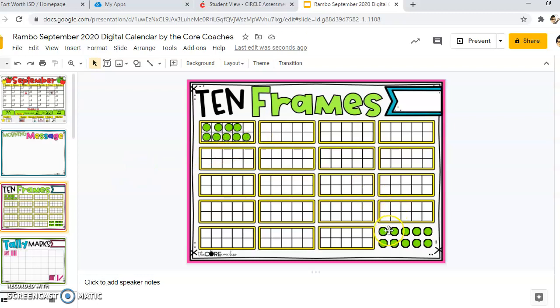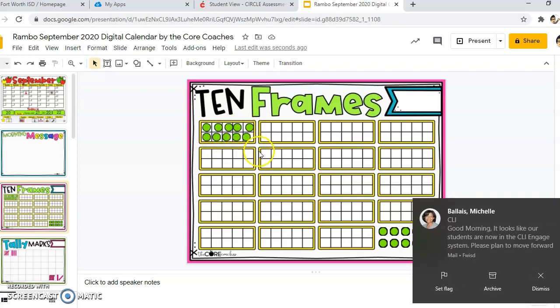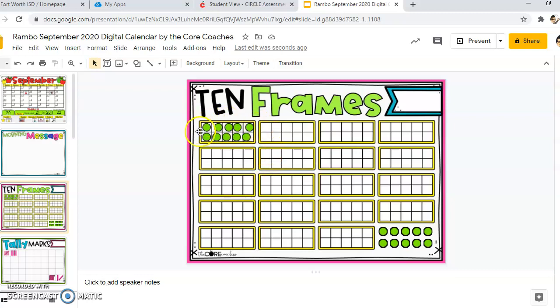Moving on to 10 frames, we're going to add a counter. And you'll notice that the whole thing is filled up. So let's count. 1, 2, 3, 4, 5, 6, 7, 8, 9, 10. Show 10 fingers. Great job. You're right. Every time you see a 10 frame filled up, that means that's a quantity of 10. So let's write that down.